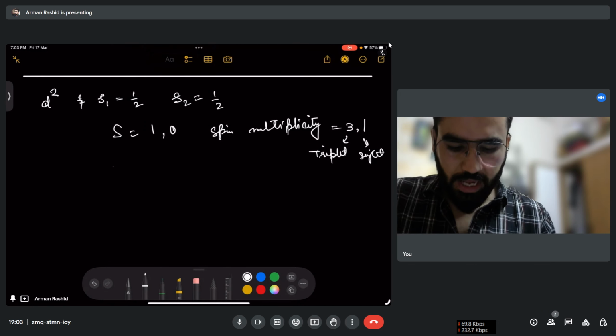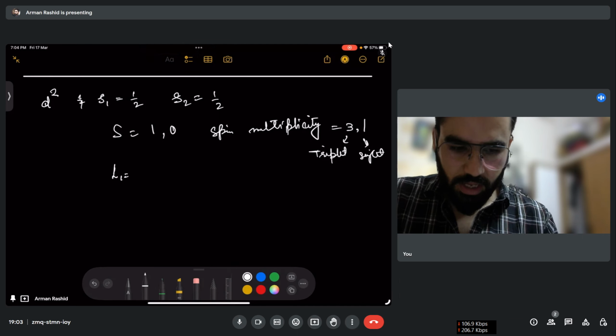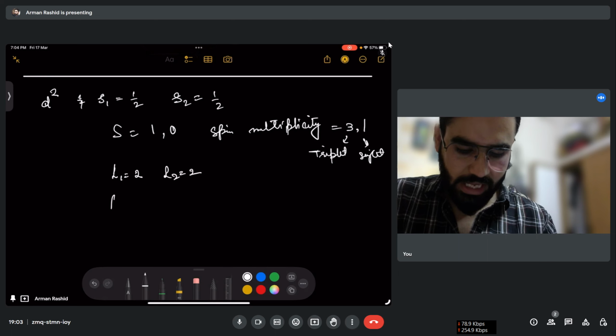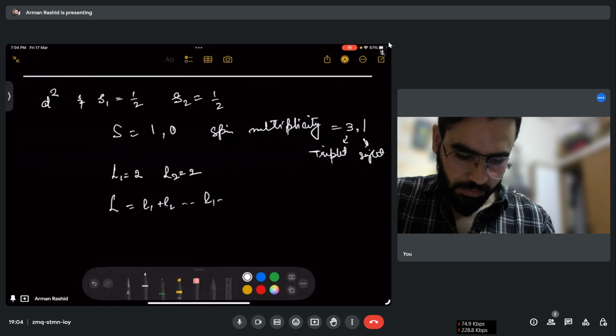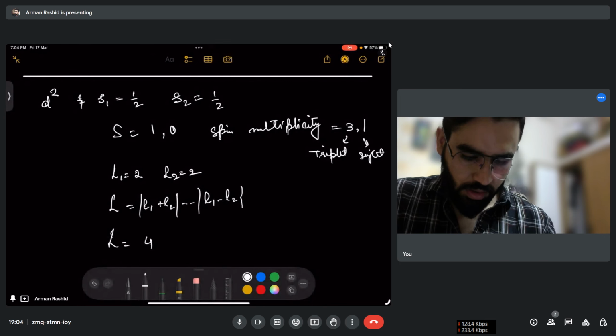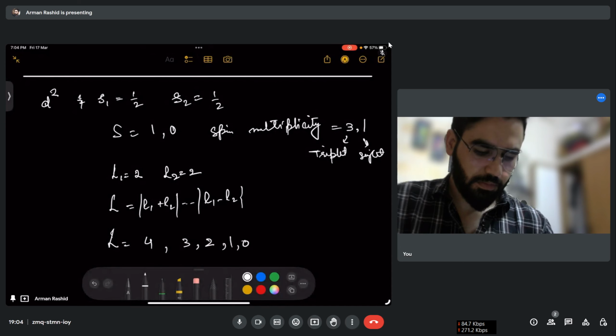Now if we take L, L1 is 2, as in s, p, d, and L2 is also 2. So we can say that the total L will be from L1 plus L2 to L1 minus L2. That means L will be 4, 3, 2, 1, 0.